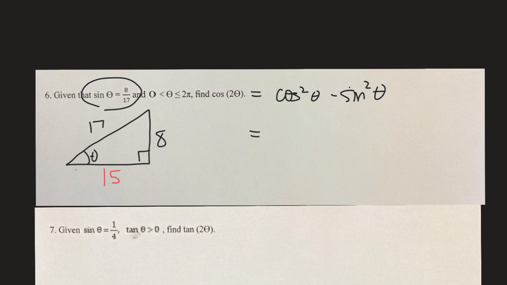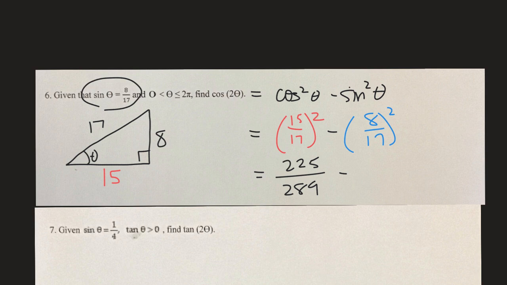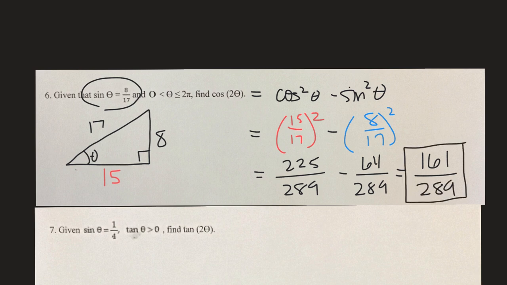So we go to our triangle. The cosine is 15 over 17. So 15 over 17 squared minus the sine is 8 over 17. We're squaring that also. Okay, so 15 squared is 225. 17 squared, 289. 64 over 289. Okay, and now we just have to subtract 225 minus 64 is 161 over 289. Okay, so we're just using that formula for our cosine of a double angle. And we're getting our values from the triangle, not from our unit circle.